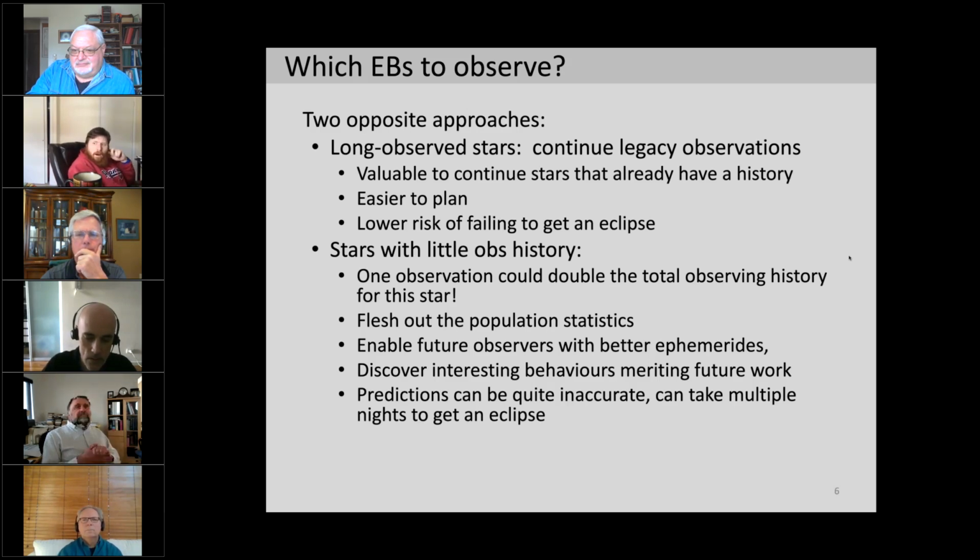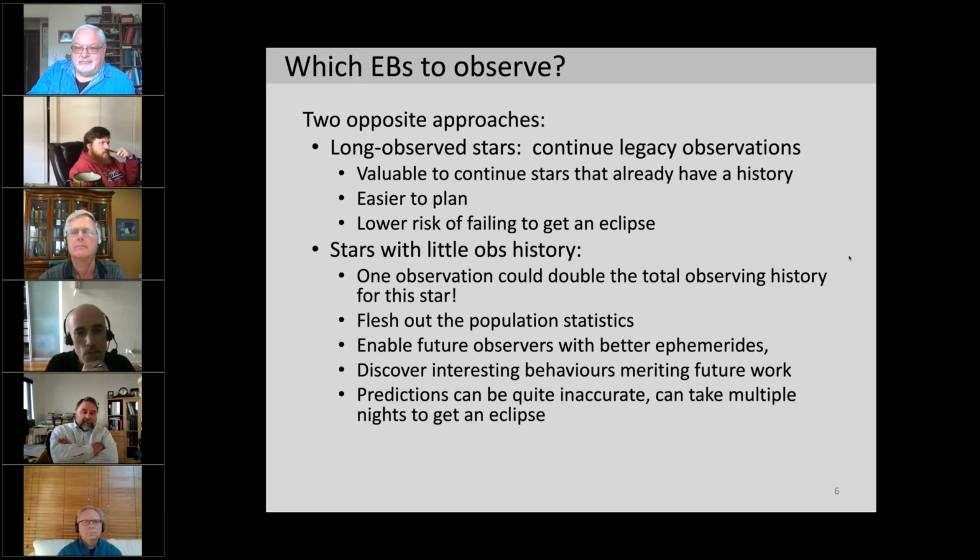It's easier for you to plan, there's less uncertainty, and there's lower risk of observing for a whole night and not seeing anything happen. On the other hand, my preference is to observe stars that have very little observing history. And one reason is a single observation could double the amount of observing history of the eclipse timings for this star. So that's kind of fun. And also just to flesh out the population statistics. When you go to a catalog of all the eclipsing binaries, there's many that don't even have a period recorded in the catalog. And Sebastian is going to talk about this a bit more later.